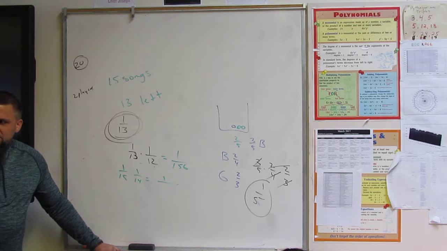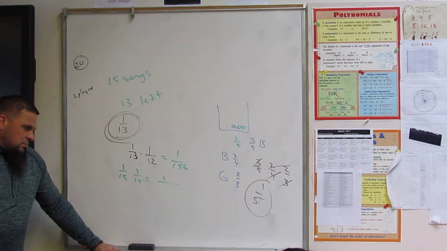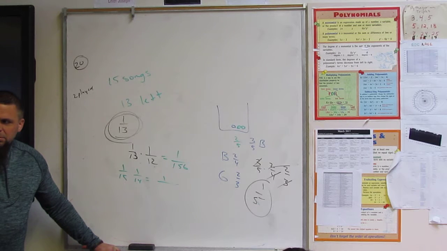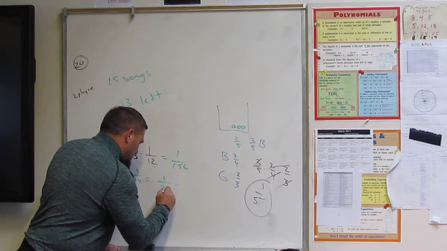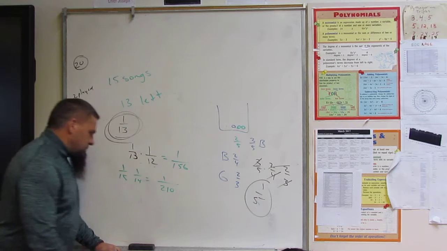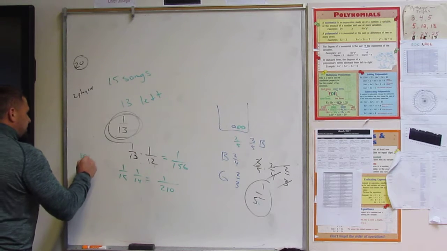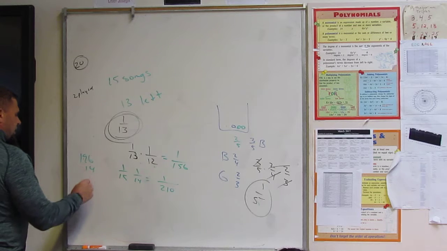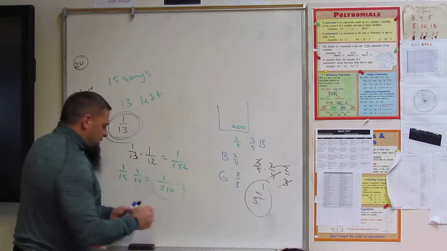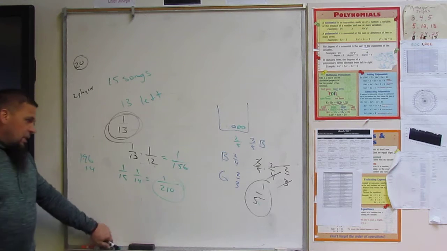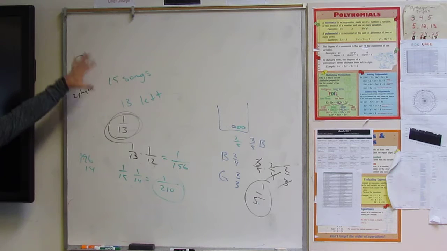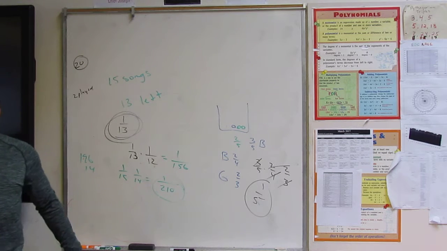What's 15 times 14? 210, because 196 plus 14 would be 210. So 1 out of 210 tries. And that's the actual answer in the book. My bad, I thought they were trying to say that they played 2 songs. That would have been a little bit harder problem.